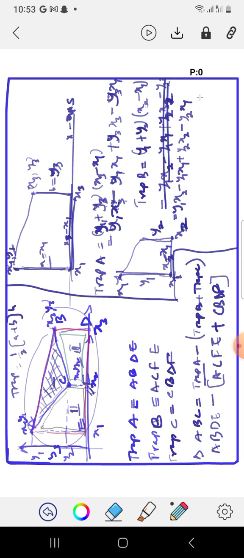So let me write it down also before I move on to the third trapezium. So we have this one as y1 x2 minus y1 x1 plus y2 x2 minus y2 x1. Okay, so I think we're good.